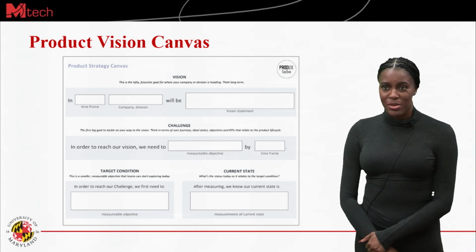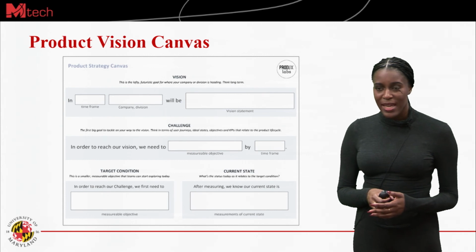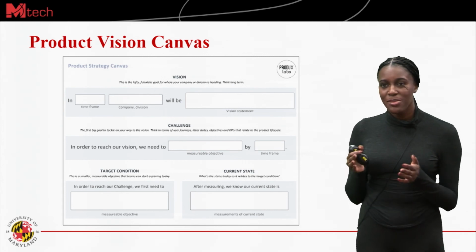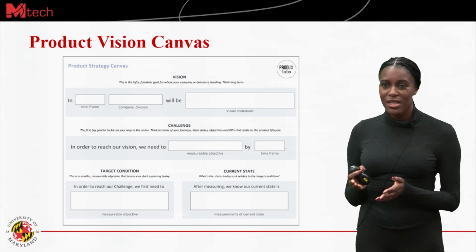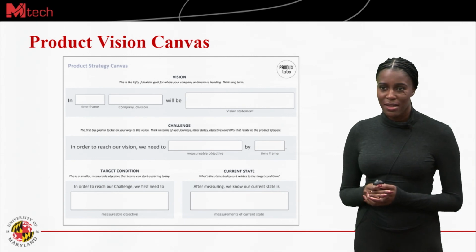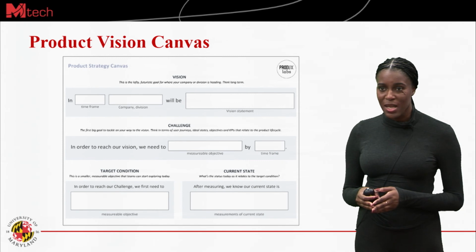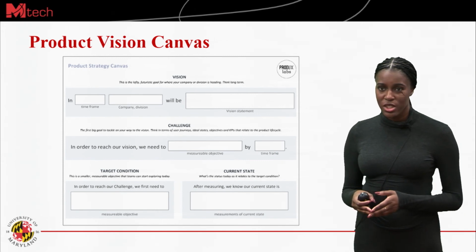Now, once you've established your product strategy and the vision, it's nice to be able to summarize it with something like the Product Vision Canvas. What this does, it allows you to set specific timeframes, and within those timeframes, what you want to achieve.